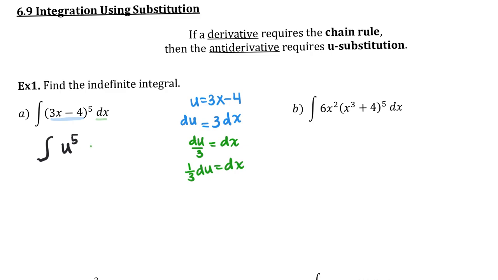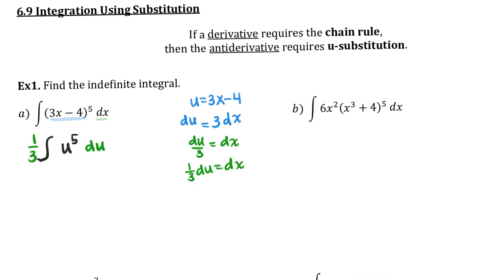The du normally goes at the end, so I'm going to keep it at the end. The 1/3 could go here. I could put the 3 down here. I can put it outside the integral. I'm putting it outside here just because it's convenient to put it there and it doesn't change anything. Okay, now this integral is completely expressed in terms of u.